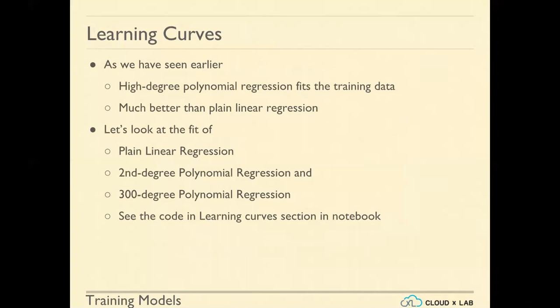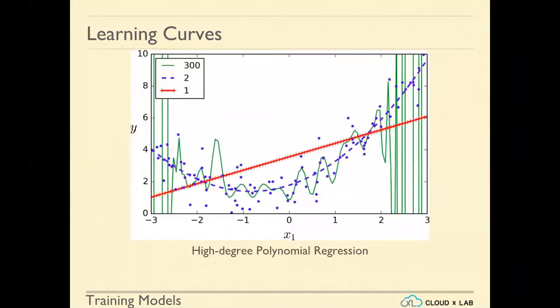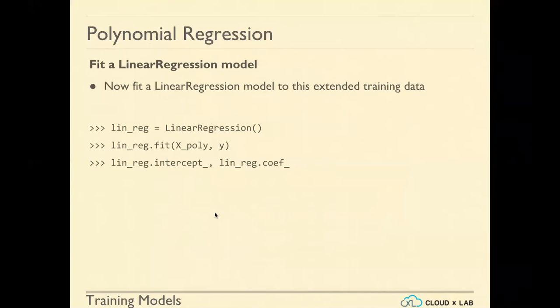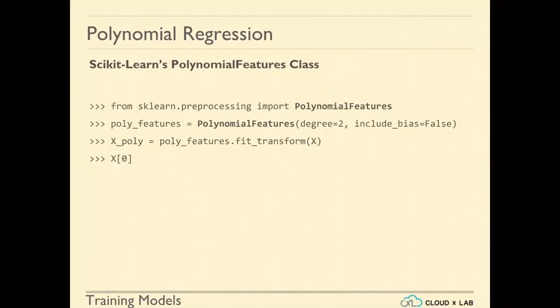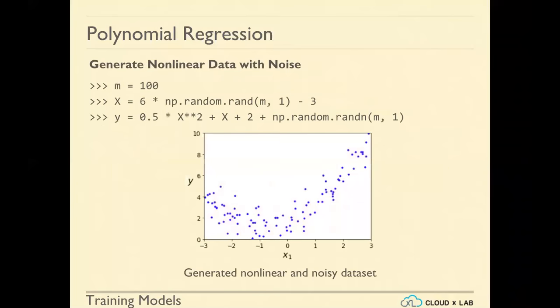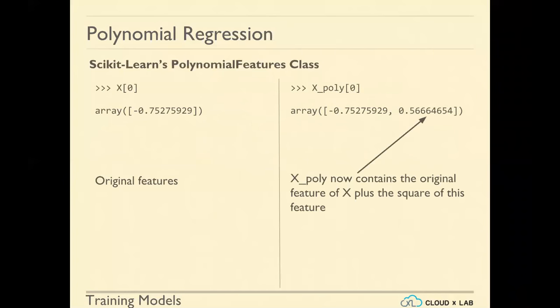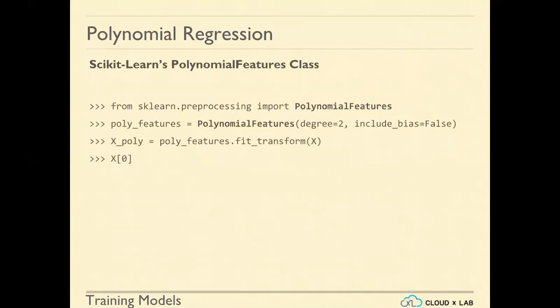But what happens when we use a higher degree polynomial regression, let's say 300-degree and so on. Here we have the same data with Gaussian noise. So this was our actual equation, right? Where was the original equation? Yeah, here. The original equation was 0.5 x squared, meaning x squared by 2, plus x plus 2, with a little bit of Gaussian noise.